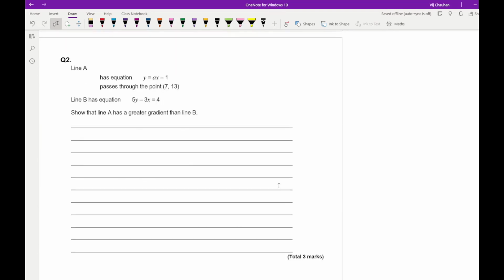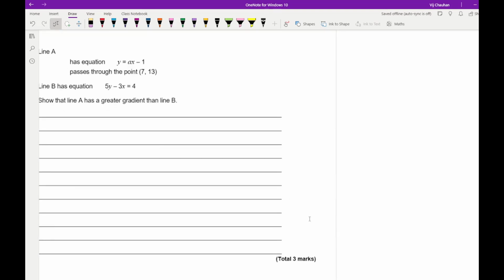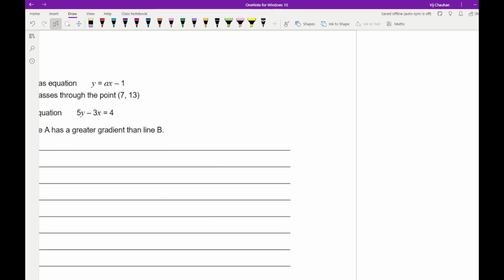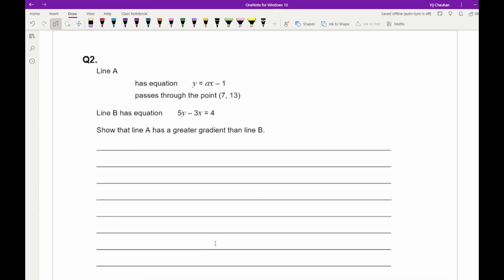Then moving on to question 2, it says that line A has an equation of y equals ax minus 1 and passes through the point (7, 13). Line B has an equation of 5y minus 3x equals 4. Show that line A has a greater gradient than line B. So let me just zoom in so we can see it a little bit more clearly on the screen. Let's just shift it across. There we go. So here we've got line A and line B.